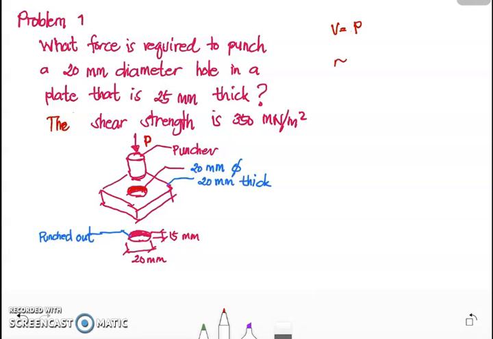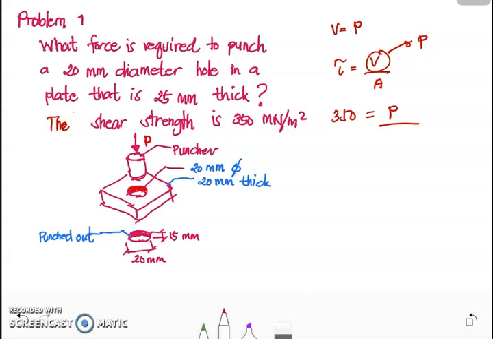The formula for shearing stress is shear force over the area, and our shear force is P. If we solve for P, the force required to punch the 20 mm diameter hole, the allowable shearing stress is 350, and this is equal to the shearing force V, equivalent to P, over our area. We are given a 20 mm diameter for this hole, so our area is the diameter times pi times the thickness.